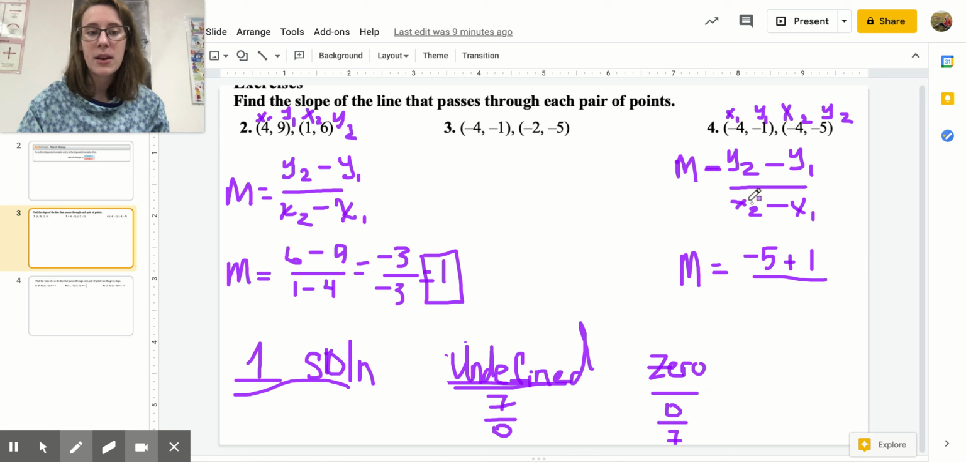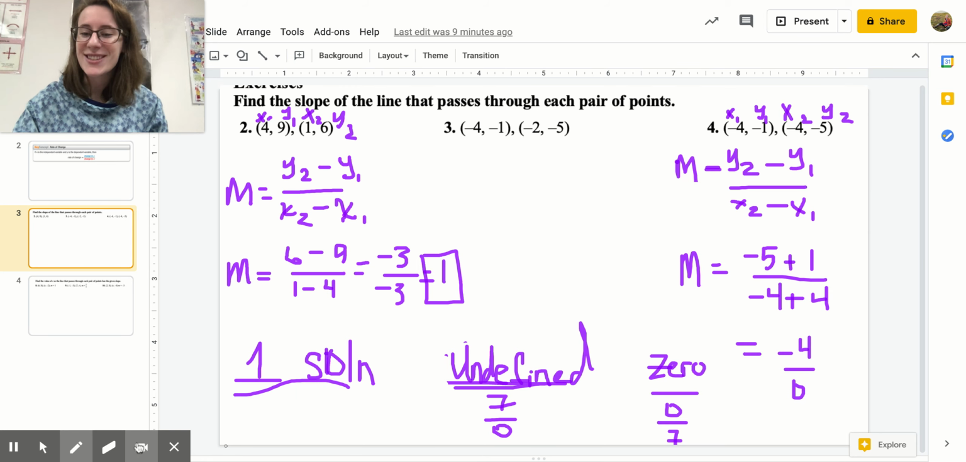Then in the denominator, we start with x sub 2, which I can find is right here. And I labeled it to be negative 4. The next thing we're going to do is look at our x sub 1, which is also negative 4. However, in our formula, we have x sub 2 minus x sub 1. So minus a negative becomes plus 4. This actually ends up being negative 5 plus 1 is negative 4. But negative 4 plus 4 ends up being 0.